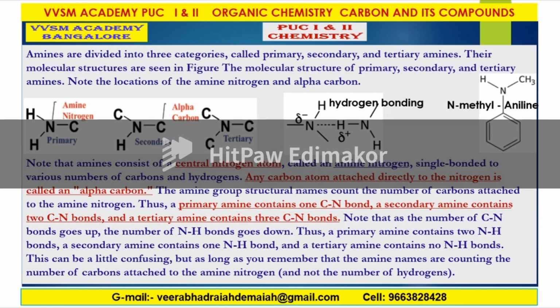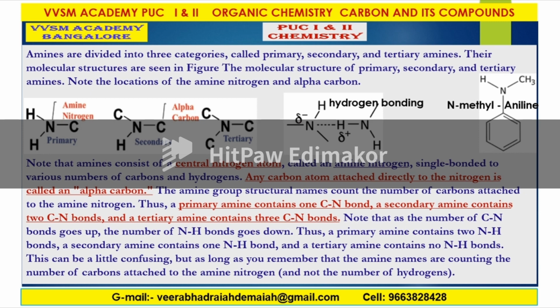Amine nitrogen and alpha carbon are the important factors to know about the functions of amines, and for identification of amines in the structure of amines. Note that amines consist of a central nitrogen atom. You know that amines are the derivatives of ammonia. The central atom nitrogen is attached to three replaceable hydrogen atoms. You can replace the hydrogen atoms accordingly, depending upon the nature of the organic chemical reaction.